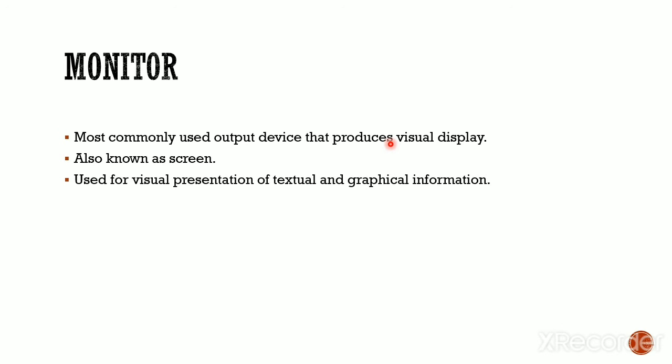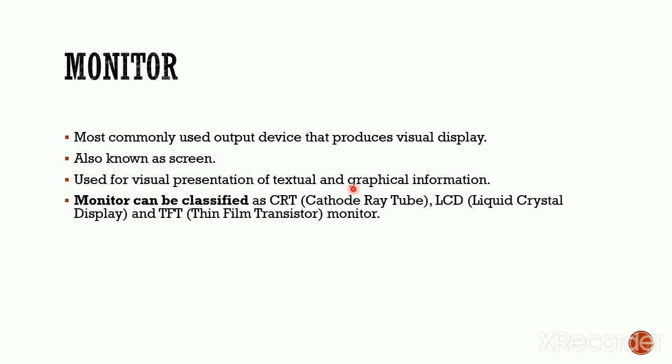It is used for visual presentation of textual and graphical information. You get textual information when you do documentation, or when you're typing your names. Graphical information is when you draw a graph or drawings and images. This is a visual presentation of both textual and graphical information. Monitors can be classified as CRT, cathode ray tube, LCD, liquid crystal display, and TFT, thin film transistor monitor.